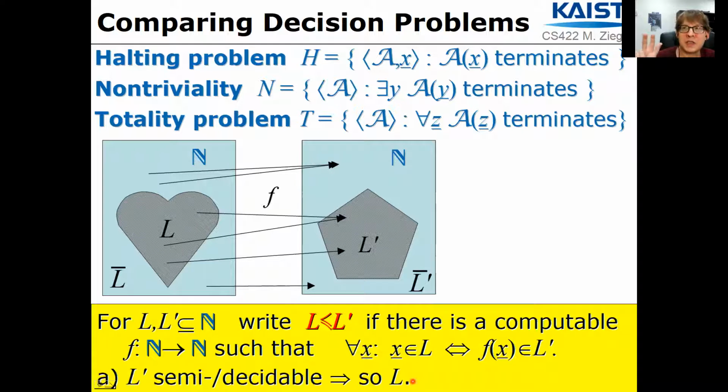Our new algorithm, let's call it C, will receive as input some natural number X, will then invoke the algorithm B, computing the function f, in order to arrive at f of X. Let's call that Y, f of X. And that subroutine call will terminate because the algorithm B is supposed to compute a total function. Now, what about Y? According to the condition here, Y, which is short for f of X, belongs to L prime if and only if X belongs to L.